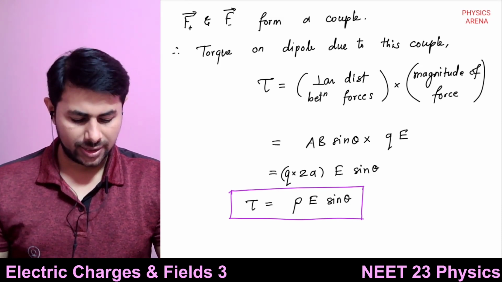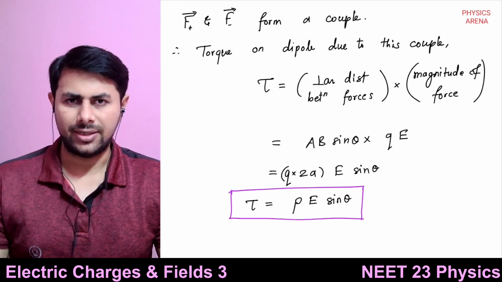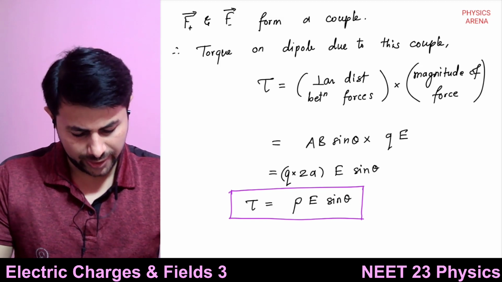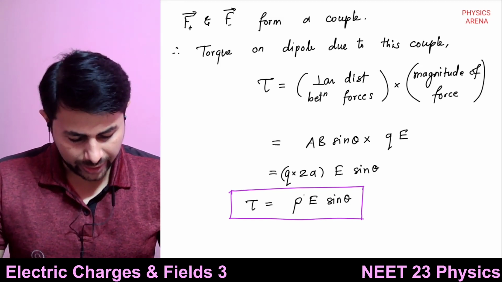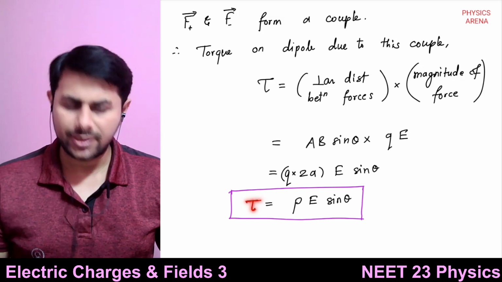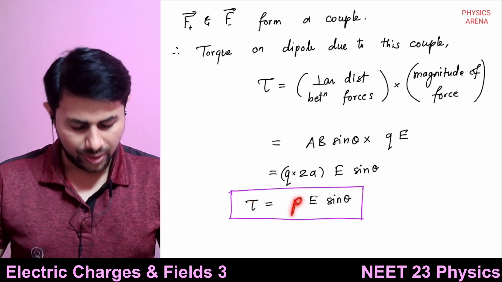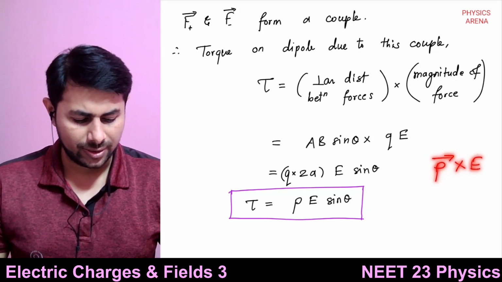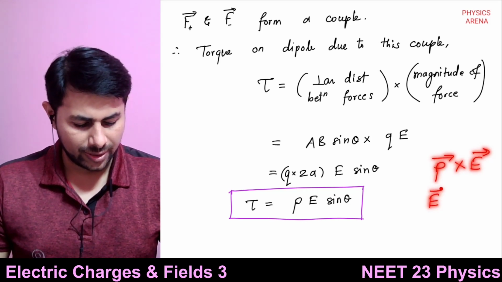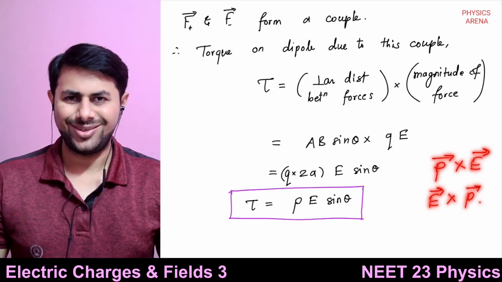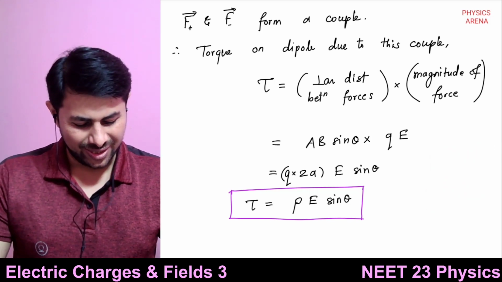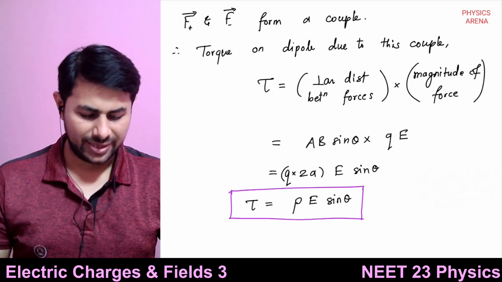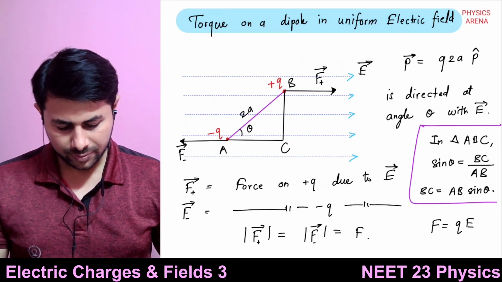All right. So torque is equal to P multiplied by E multiplied by sine theta. What will be its direction? So see, to find out direction, we have to represent the torque in terms of the vector product of P and E. Okay. So it can be P bar cross E bar or E bar cross P bar. Which of these two will be correct? Let's check.